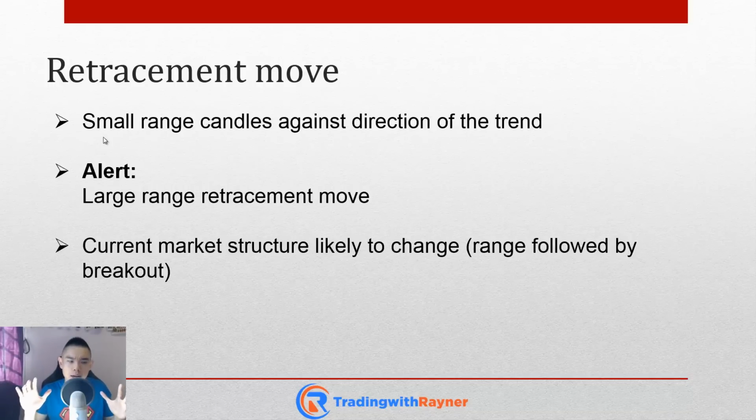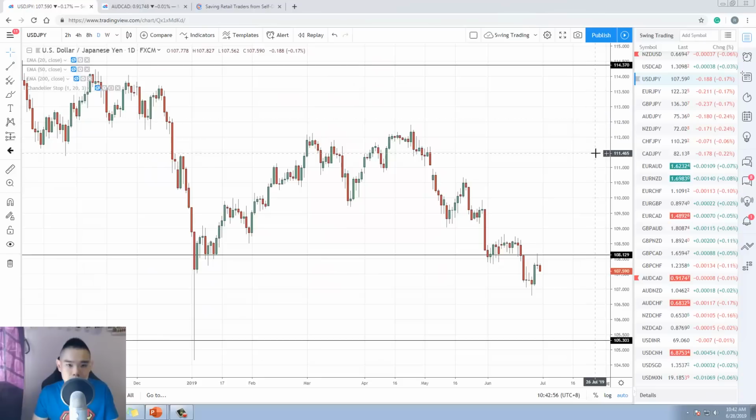I'll share with you some examples later on, but for now, I want you to pay attention. Whenever you look at the charts and you notice that the retracement move has a large range candle, that is a signal to you that the market is about to undergo some major changes. Usually what happens is that the current market structure is likely to change after a large range retracement move. What usually follows is that the market will go into a range followed by a breakout. Confusing? Don't worry. Let me just walk you through a few examples and you'll see my point.